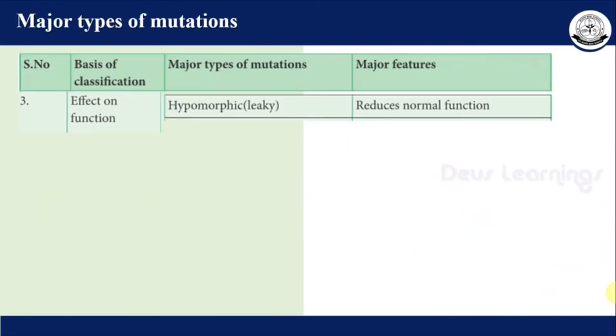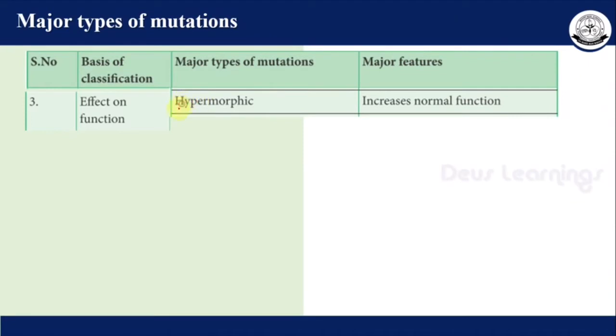Another possibility is reduced normal function. When we say reduced normal function, the functional ability of an enzyme or a protein may be reduced, right? So it will not function fully, it will function, but the rate of the metabolic pathway may be slow, right? That we will consider as hypomorphic, meaning low, mutation. So there will be reduced normal function, it will function less than it normally would.